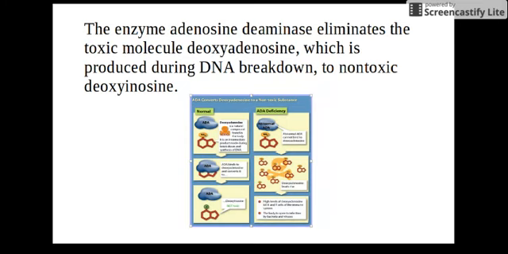ADA is caused by mutations in the ADA gene, which encodes the enzyme adenosine deaminase. Adenosine deaminase is found throughout the body, but is most active in lymphocytes, the basis for adaptive immune response. Functional adenosine deaminase eliminates the toxic molecule deoxyadenosine, which is produced during DNA breakdown, to non-toxic deoxyadenosine. When adenosine deaminase is not functional, deoxyadenosine accumulates to levels that are toxic to lymphocytes.